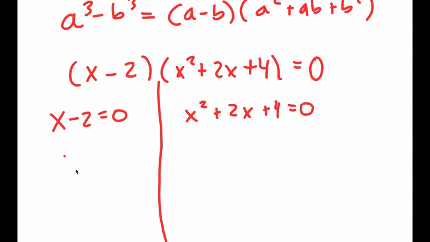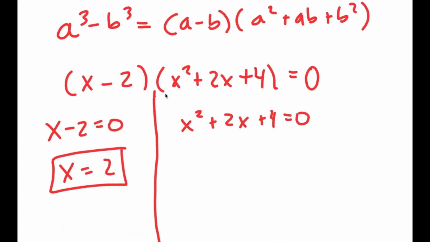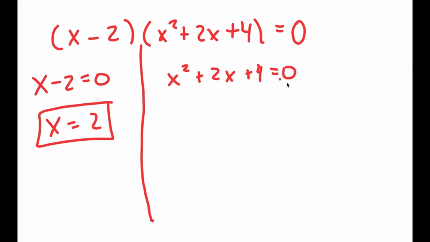So for x minus 2 equals 0, I get x equals 2, which was a solution that we already got. But now see, on top of this, we have a whole other equation with two more solutions because it's a quadratic equation. So to solve this, I'm going to use the quadratic formula.